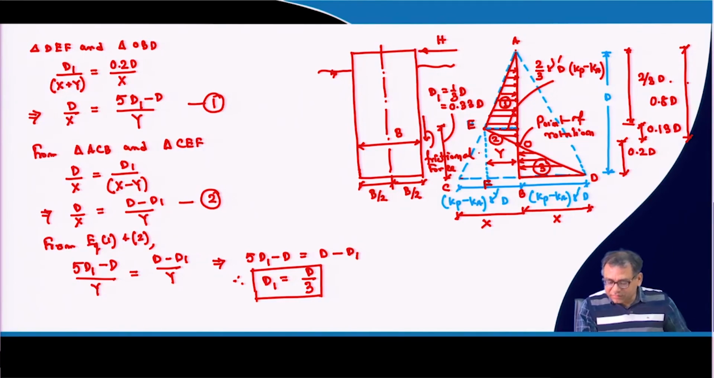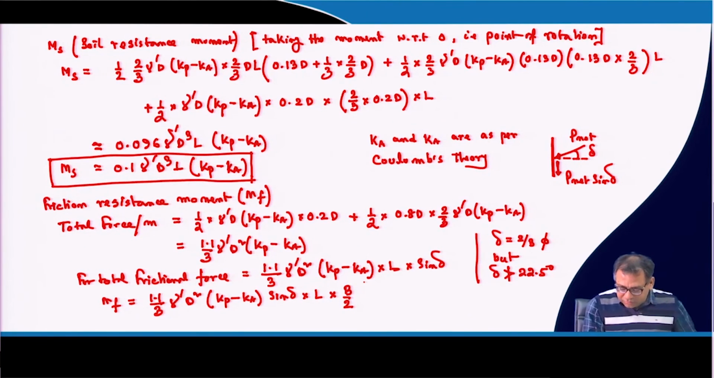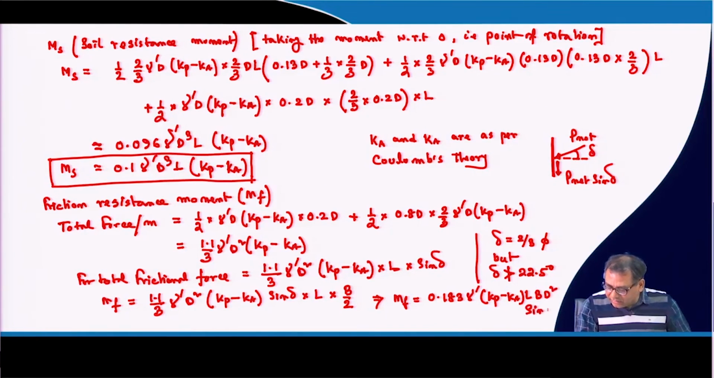Frictional force is acting, and we are taking the moment from the center. So, we have to multiply with B by 2, that is the lever arm. So, finally, MF will be equal to 0.183 gamma dash (Kp minus Ka) L B d square sine delta. This equation is for a rectangular footing.